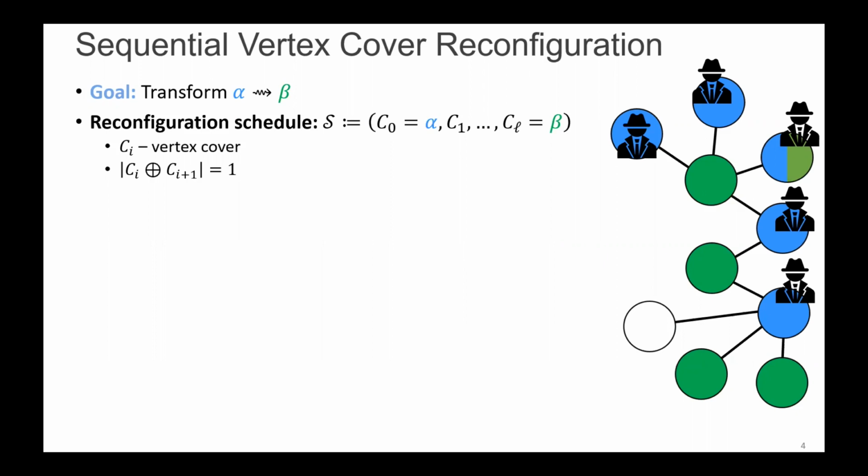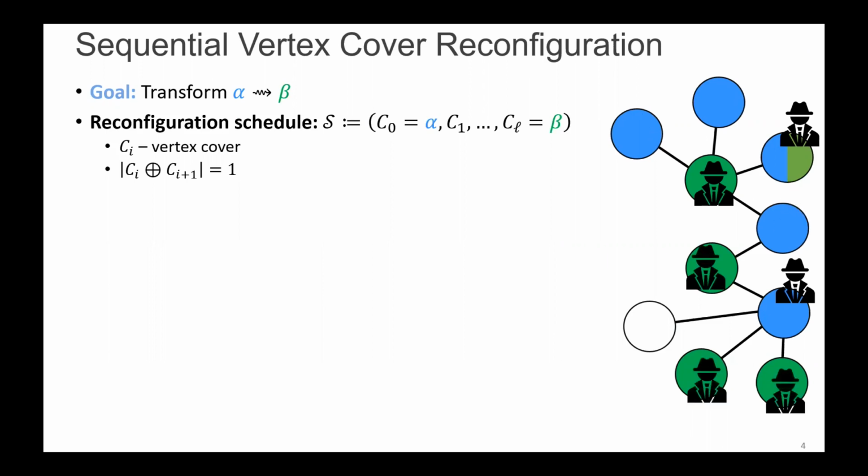So in this example here, you could, for example, first add this green vertex to the vertex cover. Then we can remove two of these blue vertices up here from the cover because these edges are covered by the green vertex. And now we can add another of the green vertices, remove more, and so on, until we've reached the vertex cover beta.